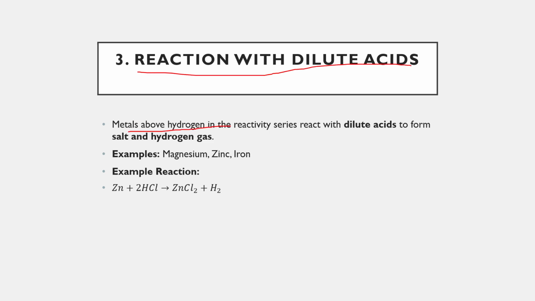Metals above hydrogen in the reactivity series react with dilute acid. We already discussed this. Any metal that is above hydrogen reacts with acid, and any metal that is below hydrogen doesn't react with the acid to form salt and hydrogen gas. And I told you, if a salt is produced in any reaction, this reaction is called a neutralization reaction. The examples are magnesium, zinc and iron. An example reaction is zinc. When it reacts with hydrochloric acid, it produces zinc chloride and hydrogen gas.